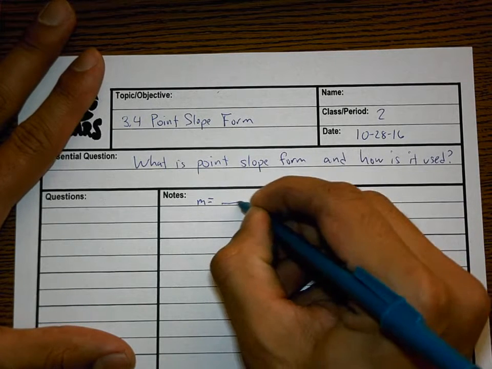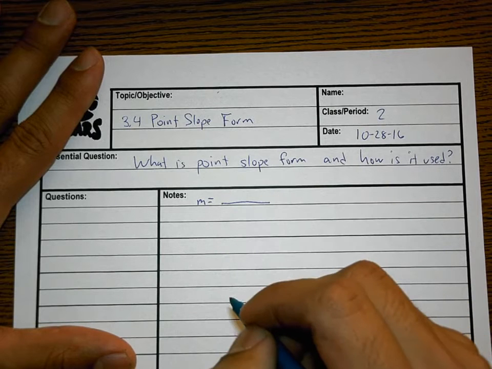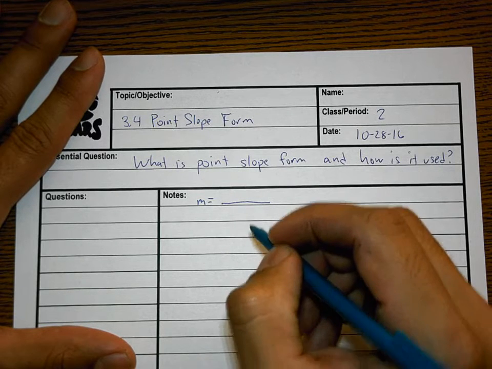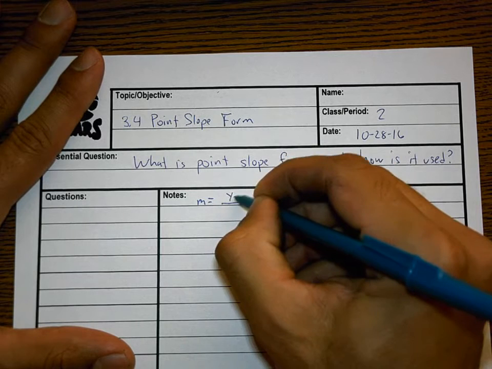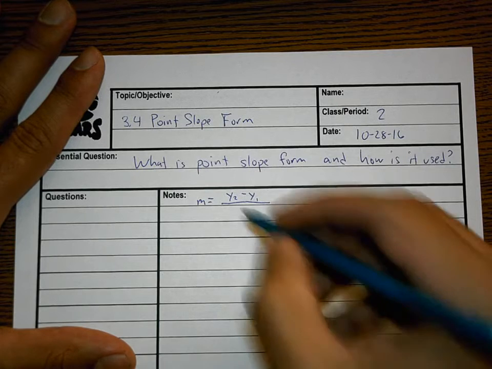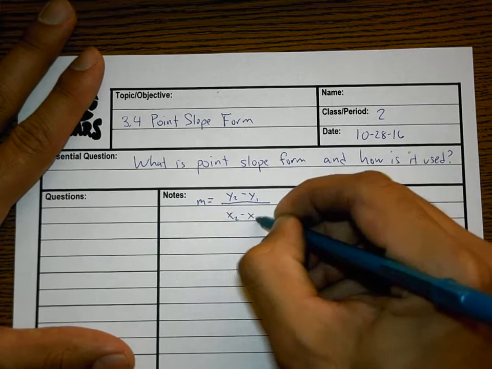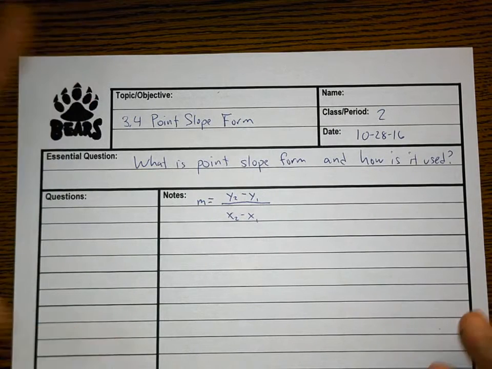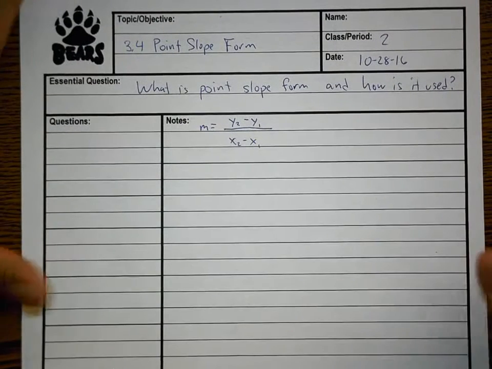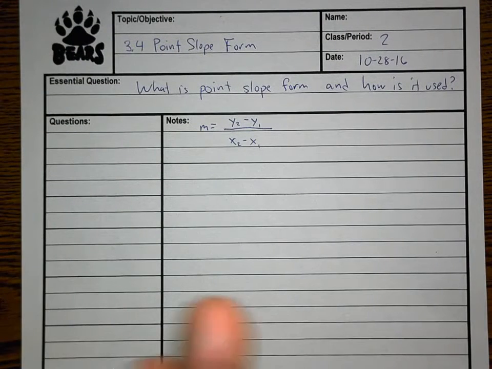What's on top of this fraction? Not the y's. What do I do with the y's? We subtract y's. y2 minus y1 over x2 minus x1. Okay, so let's start off with that. Let me move this up a little bit. So this is a formula that helps us find the average rate of change. It helps us to find the slope.